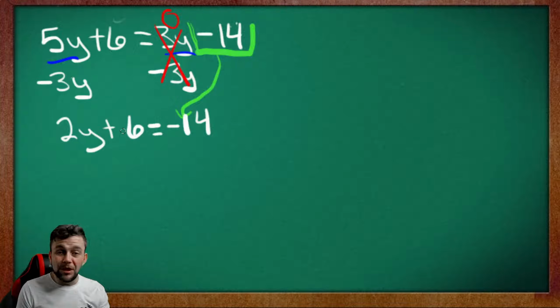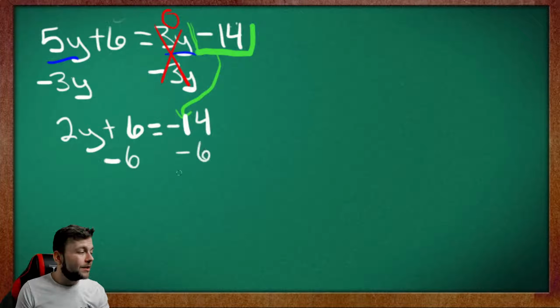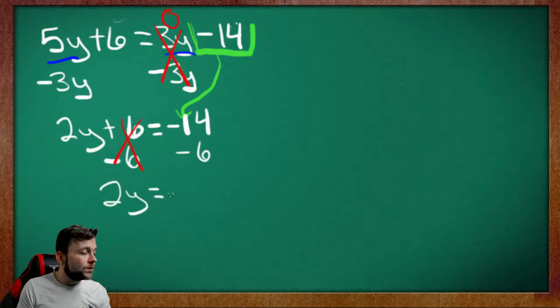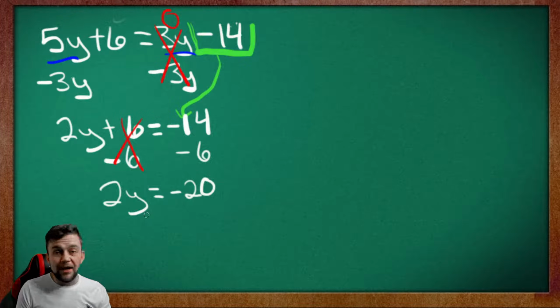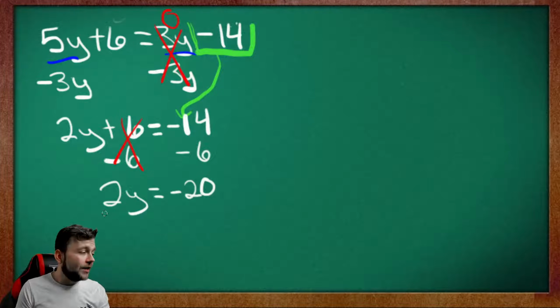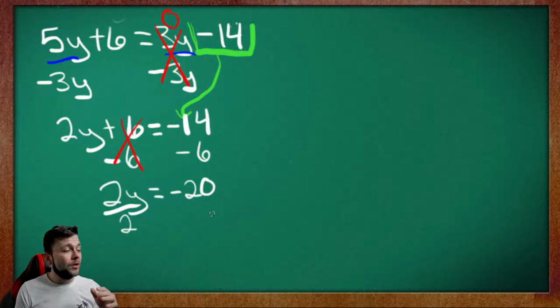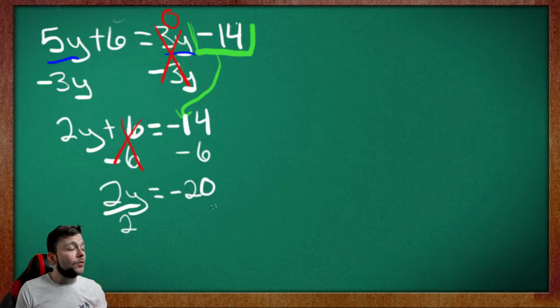How do we get rid of the plus 6? We subtract 6 from both sides, and the 6 and minus 6 cancel out. We are left with 2y equals negative 20. And how do we get rid of that 2 in front of our y? Yeah, we divide by 2 on the left side, and whatever you do to the left side, you do to the right side.